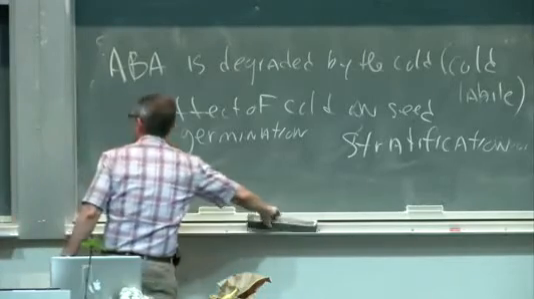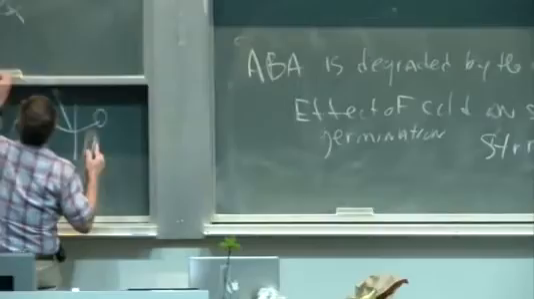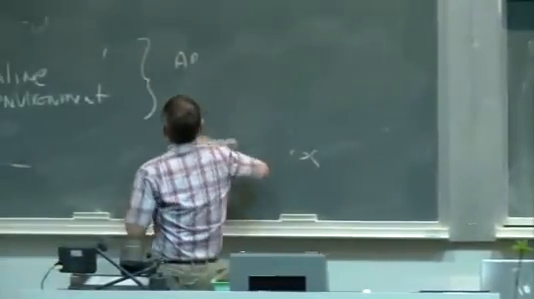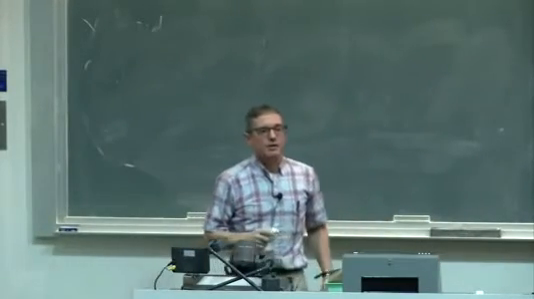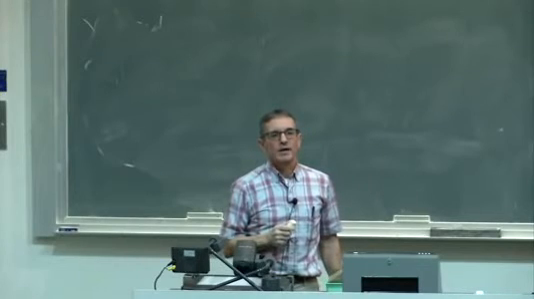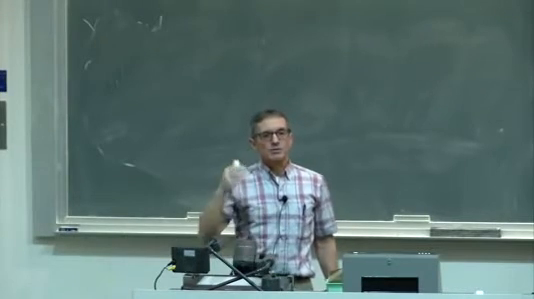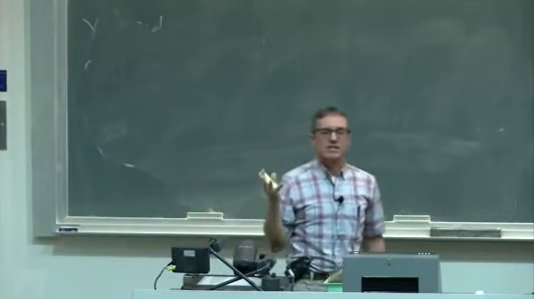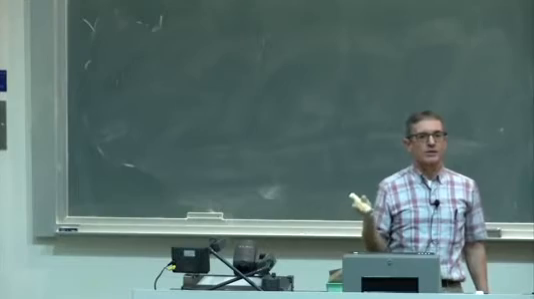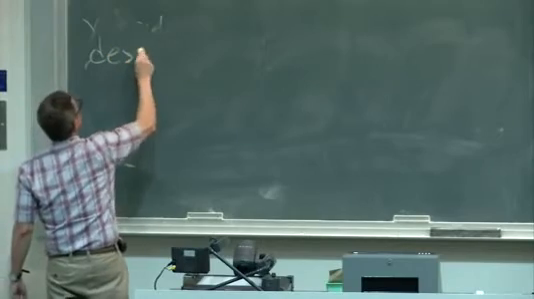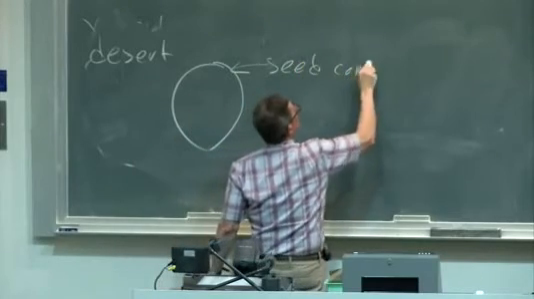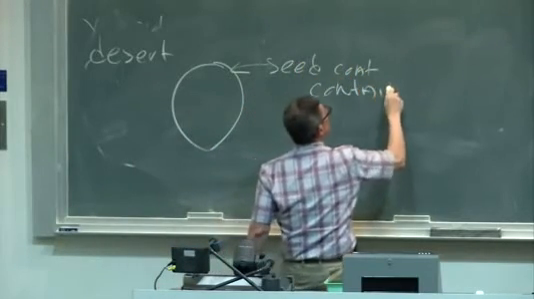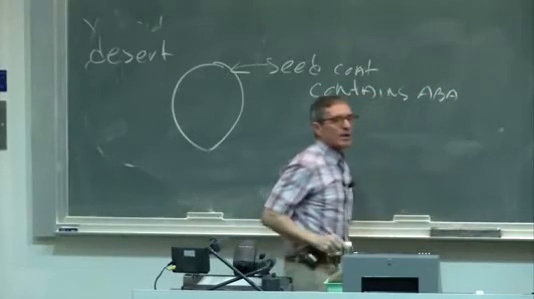Finally, I just want to point out one other interesting seed-related control which is attributed to ABA. In the desert, the big problem for a seed to get going is whether or not there's going to be enough water. So a seed is made, falls to the ground. How is that seed going to know that there's adequate water to allow growth to occur? So again, in the desert, we have a seed coat which contains ABA and perhaps some other inhibitors.